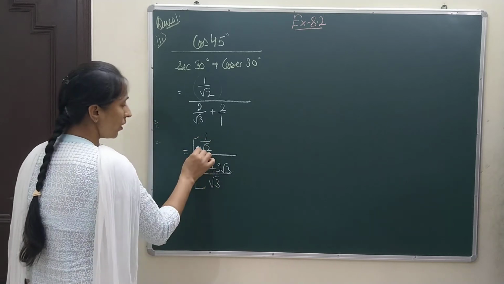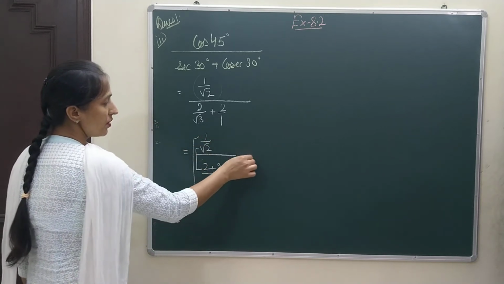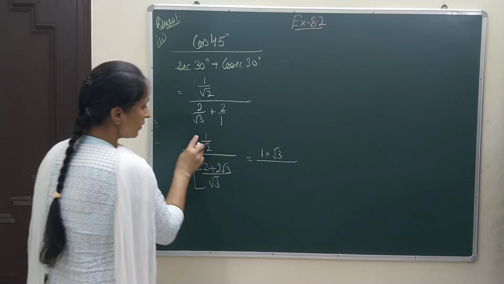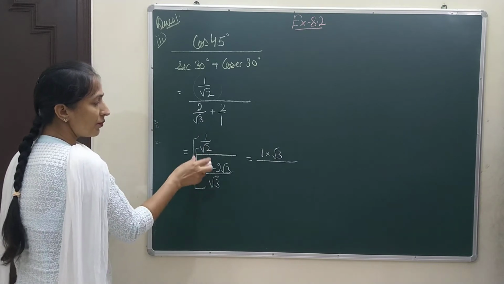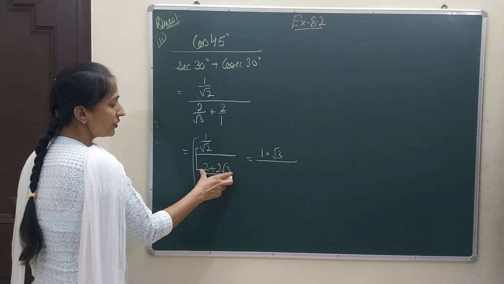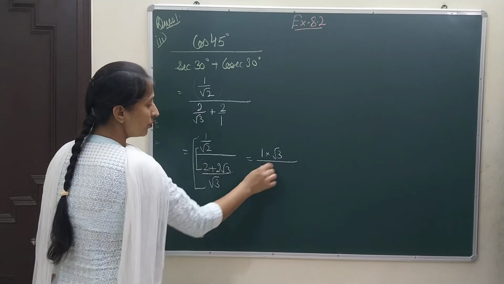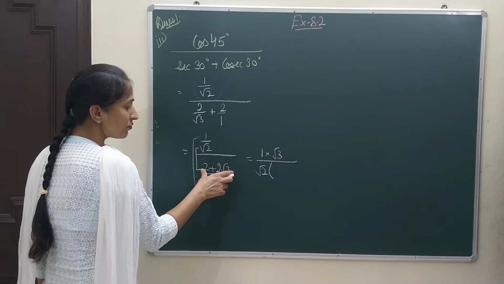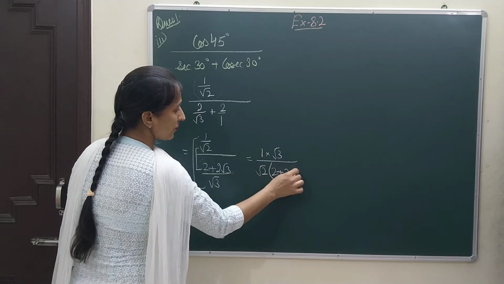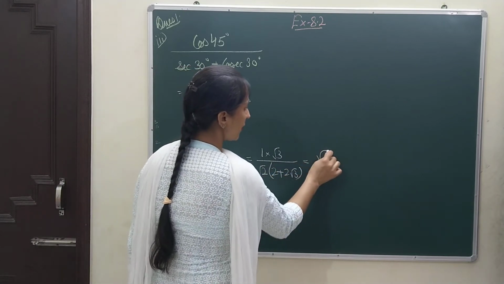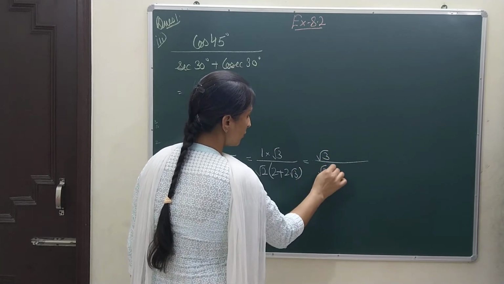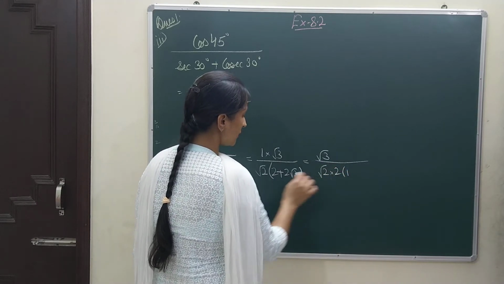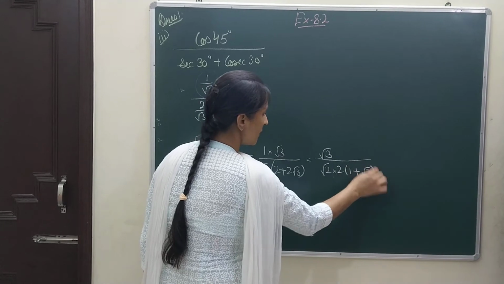Now I will have to solve, so I will multiply means and extremes. When I multiply means and extremes, it will be 1 multiplied by root 3. This 1 and root 3 will be combined, and when I multiply means, this root 2 will be combined with this full term. So I will write 2 root 2 like this, and as this root 2 is to be multiplied with the full term, I will keep the full term within the bracket. Okay, so it is like this. Now I can write root 3 over root 2, then 2 I can take common, and in the brackets 1 plus root 3 is left.